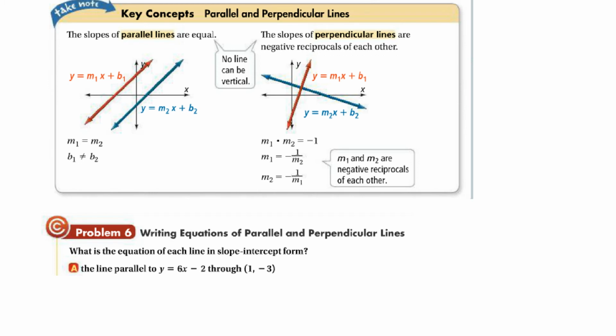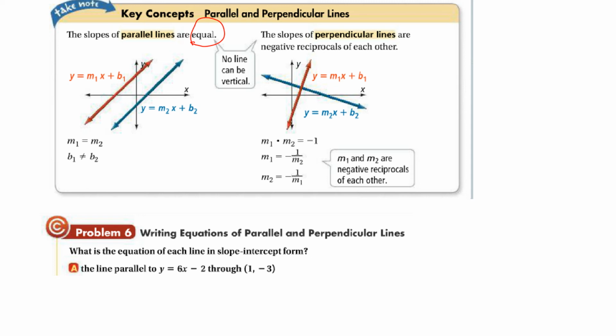Okay, our key concepts: parallel and perpendicular lines. The slopes of parallel lines are equal. That's an important piece of information. If I know that the slopes of two lines are equal, and I know the slope of one of them, I know the slope of the second one.